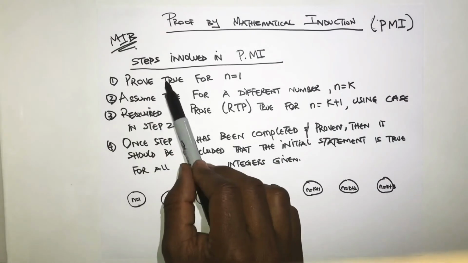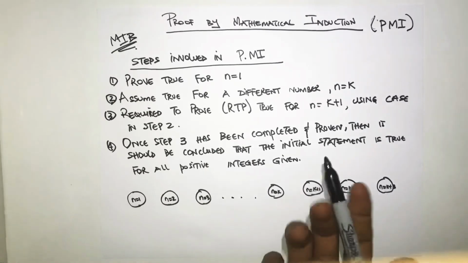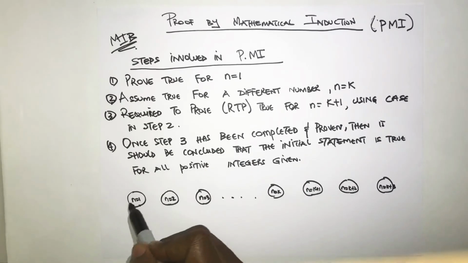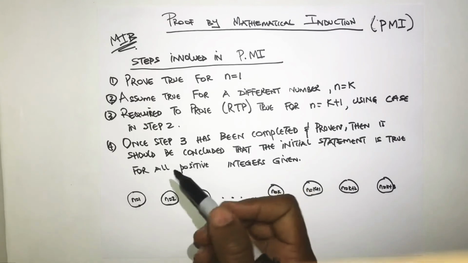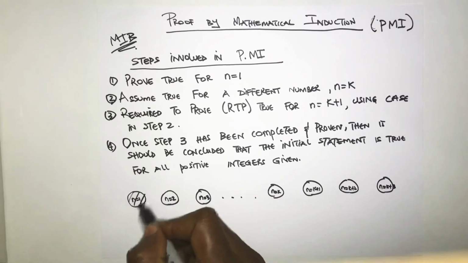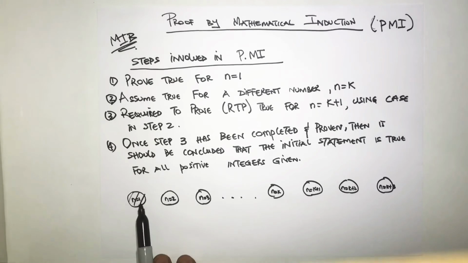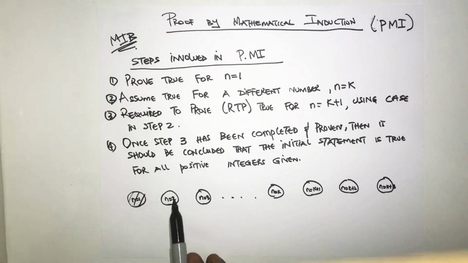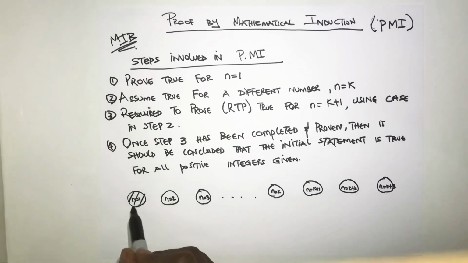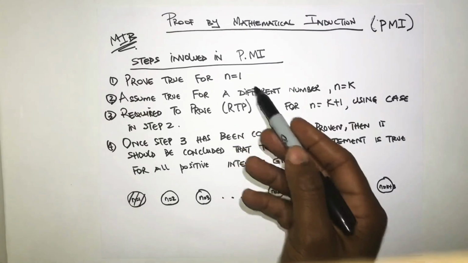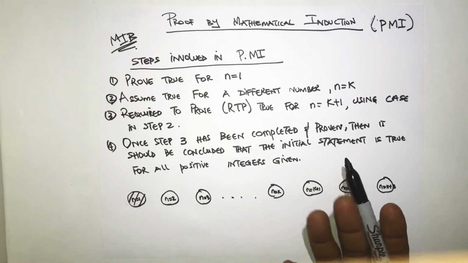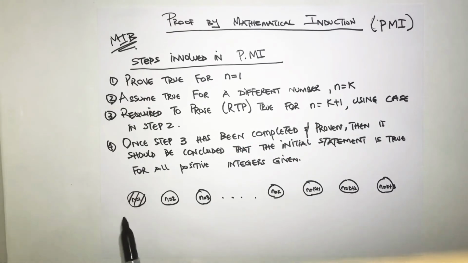First, we will prove true for n equals 1. So we are saying that suppose the first statement, which is n equals 1, is proven true. Then this domino will fall and knock down n equals 2, and then n equals 2 will fall and knock down n equals 3. So we are saying that n equals 1 is proven true once we put n equals 1 into the function that was given, and once that is proven true, it falls and knocks down the subsequent dominoes.